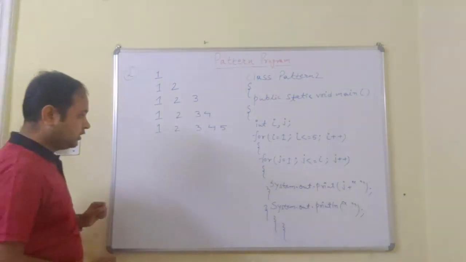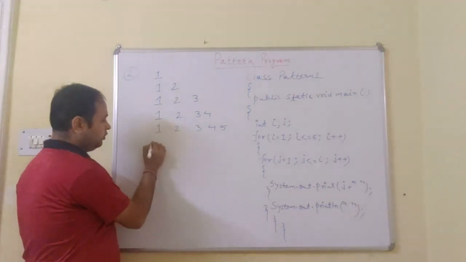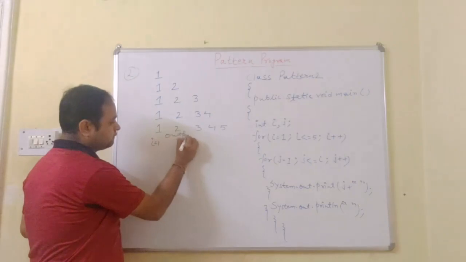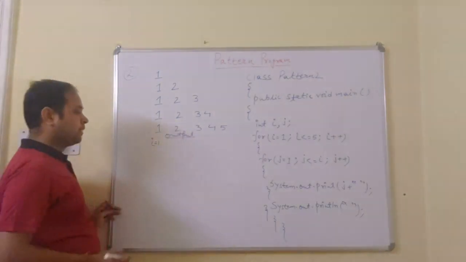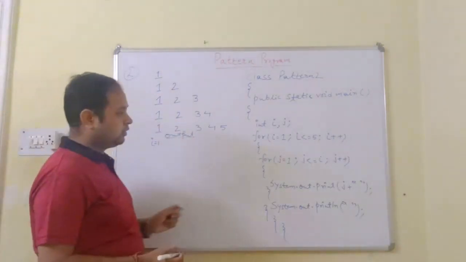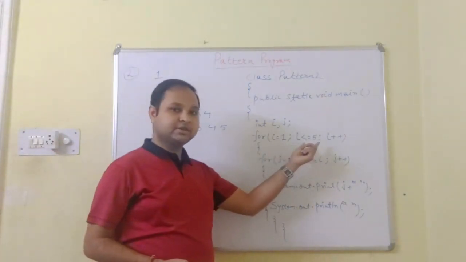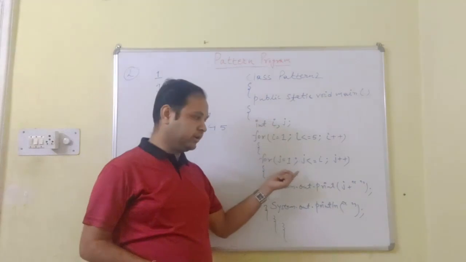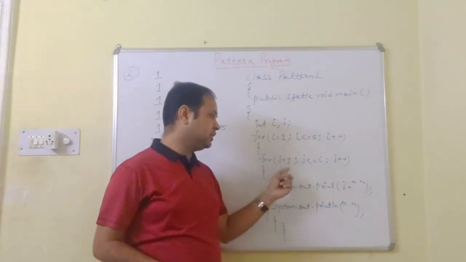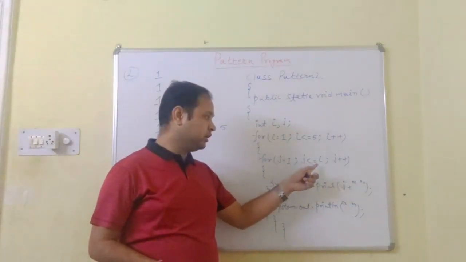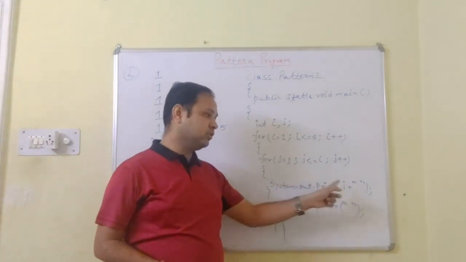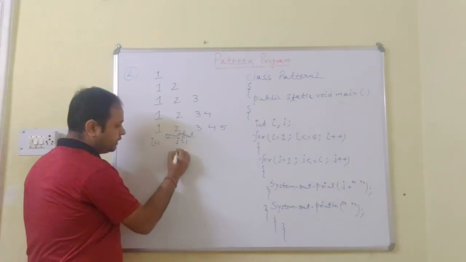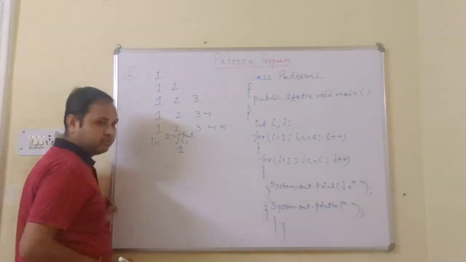Now if you go through this program, the first value of i is 1. So i is 1, i less than or equal to 5, this condition is satisfied. So it moves to the inner loop, and j starts with 1. j less than or equal to i, 1 is less than or equal to 1, so this condition is true. It prints the value of j, that is 1.